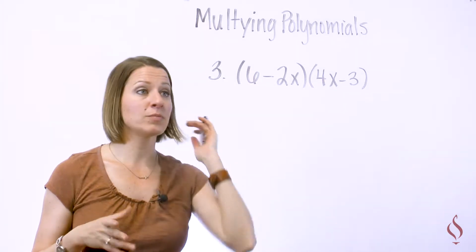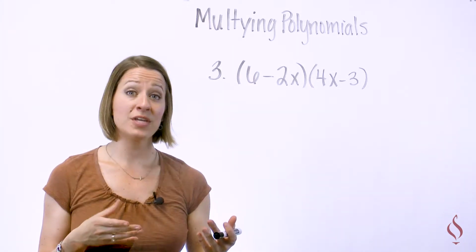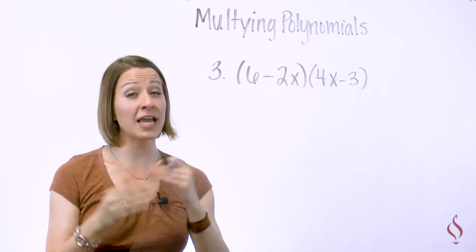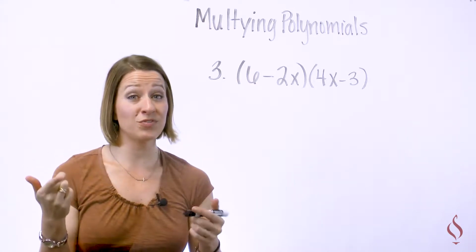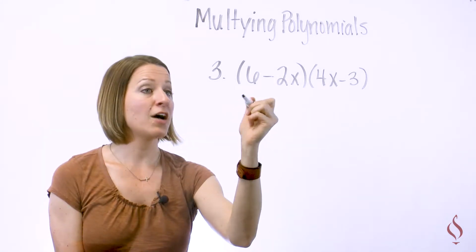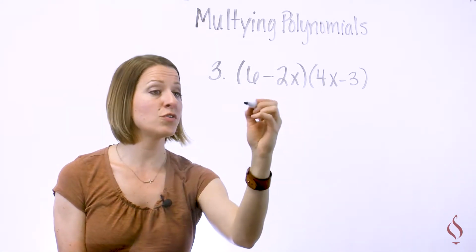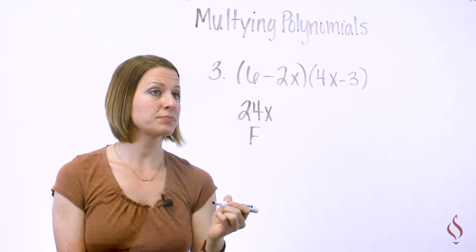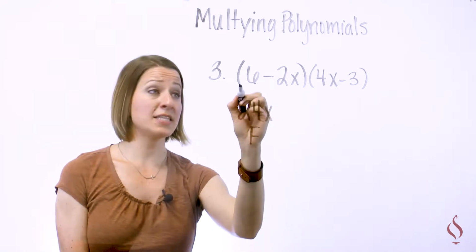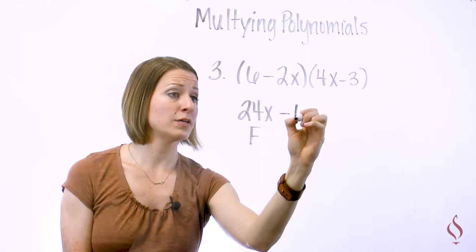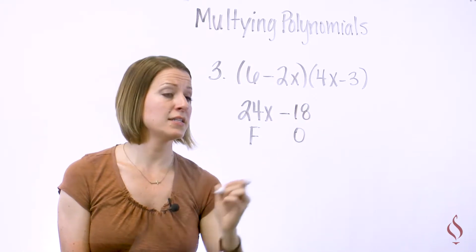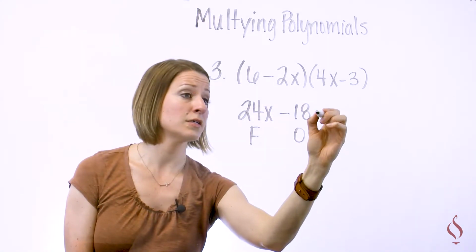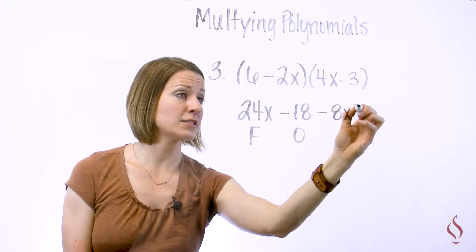In this problem, same drill. We're still going to use the FOIL, except at the end, it's not going to come out perfectly in descending order, so we're going to have to rearrange a little bit more than the previous two problems. So let's go. If we multiply the first, it's 6 times 4x, which is 24x, so that's our first. And then if we multiply the outside, this is 6 times negative 3, which is negative 18. That's our outside. The inside here is negative 2x times 4x, which is negative 8x squared.